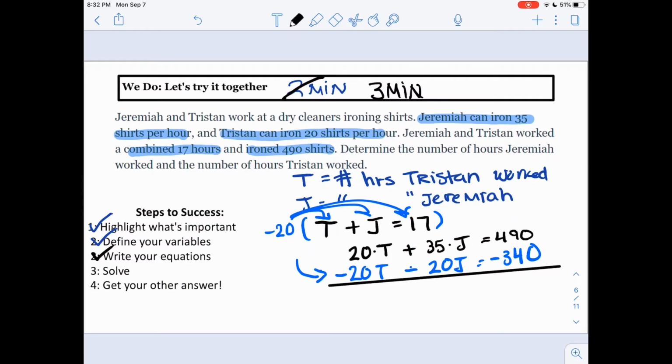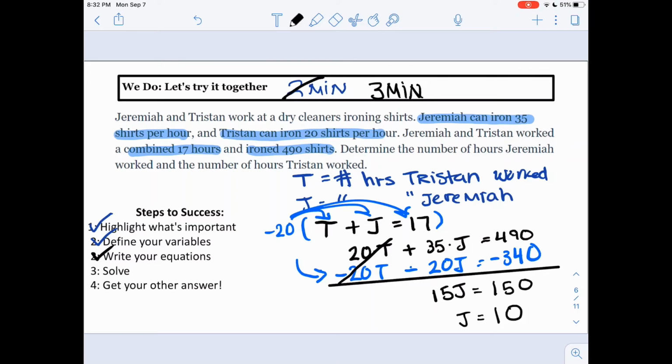Now let's add our equations together. 20 minus 20 equals 0. 35 minus 20 equals 15. 490 minus 340 equals 150. Our last step is to divide, and we see that J equals 10.